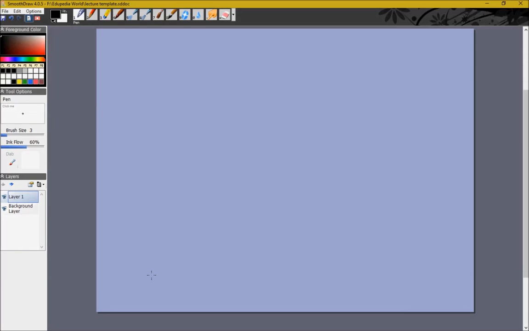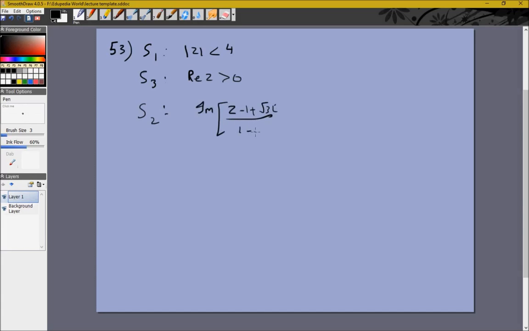Let's look at the next set of questions. 53. We are given three sets. S1, which is a set of Z such that mod Z is less than 4. S3, which is a set of Z such that real part of Z is greater than 0. And S2, which we'll simplify further, which is a set of Z such that the imaginary part of Z minus 1 plus root 3 iota by 1 minus root 3 iota is greater than 0.